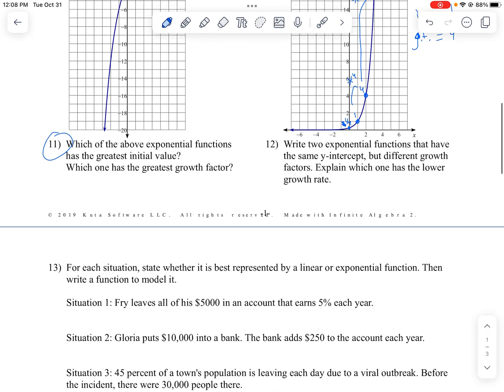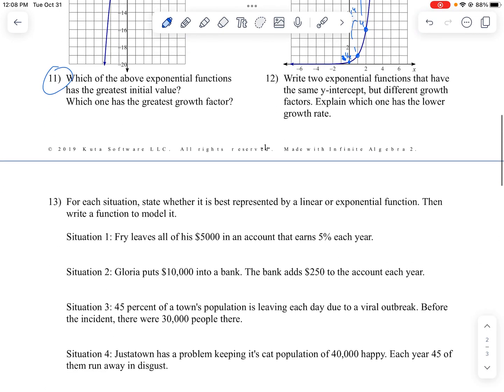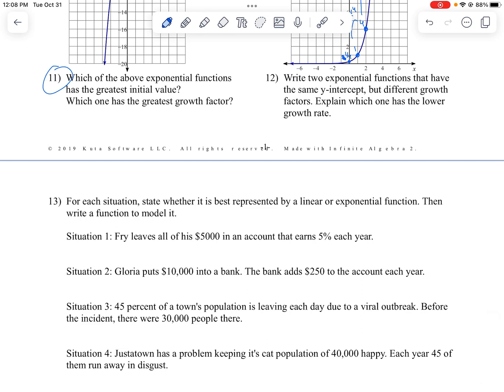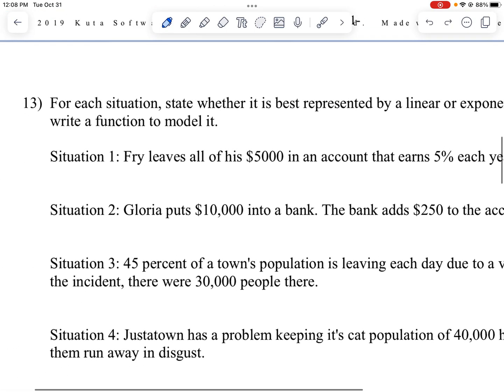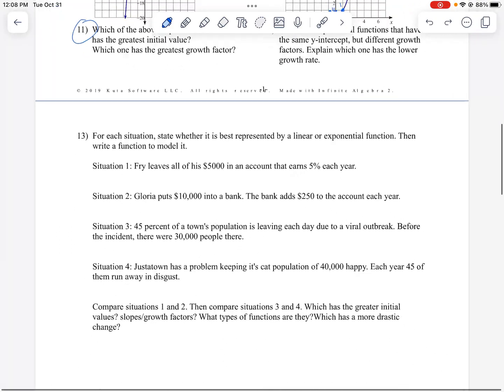And again, 11, 12 are just kind of more thinking kind of questions where you have to explain some different things, make things up. On problem 13, you're confronted with 4 different situations. You need to say whether it's linear or exponential, and then write a function to model it. So that's what we did on our level 1 and 2 tests for this. You need to be able to figure out what's going on and go from there.